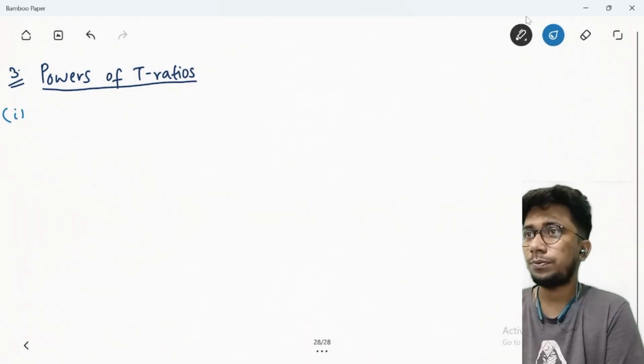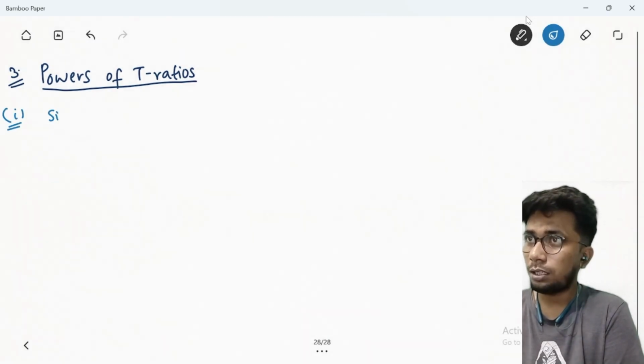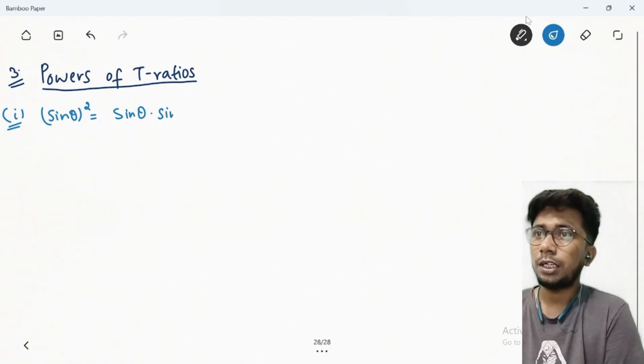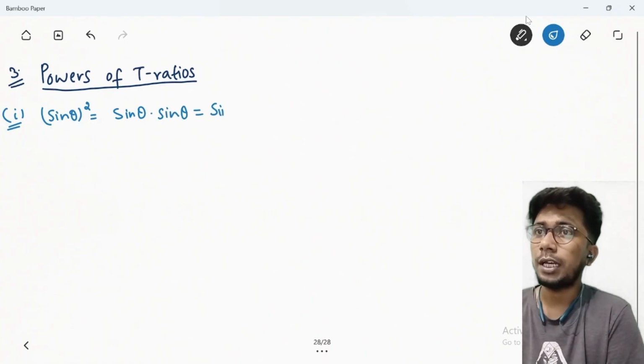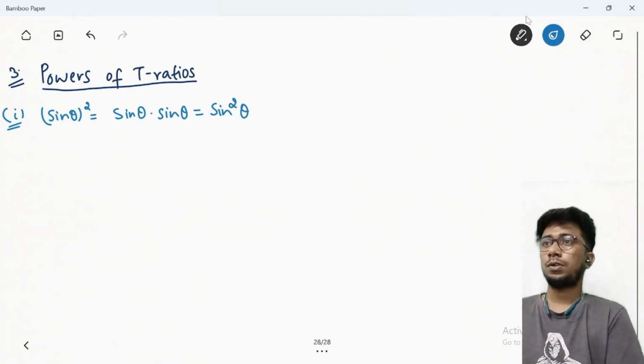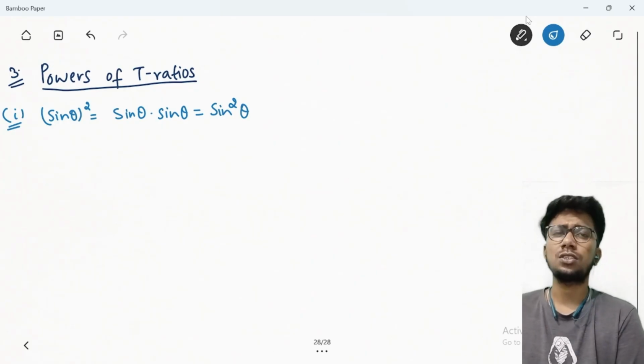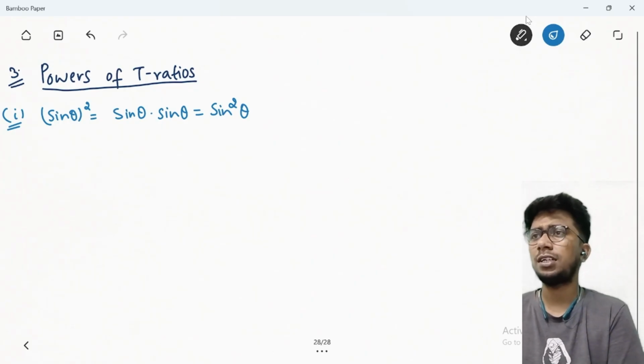सपोज वी वांट टू कैलकुलेट साइन थीटा होल स्क्वायर. इसका मतलब क्या होता है? दिस मीन्स साइन थीटा इंटू साइन थीटा. सो इसे लिखने का हमारे पास कन्वेंशन है. कन्वेंशनली वी राइट इट एज साइन स्क्वायर थीटा. फाइन. एंड सेम गोज फॉर अदर ट्रिग्नोमेट्रिक रेशियोज एज वेल, दैट इज कॉस, कॉट, सेक एंड कॉसेक.